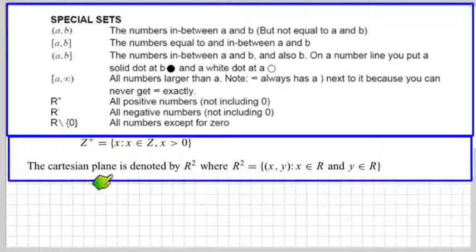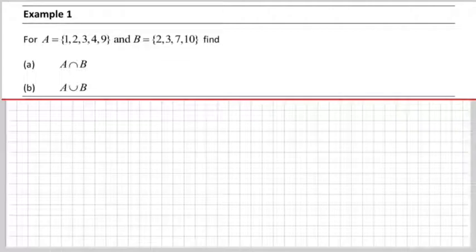Now, the Cartesian plane is denoted by R squared, which basically means sets of numbers x and y, coordinate points. That's how they write it, R squared. So this says the set of numbers x and y such that x is an element of the reals and also y is an element of the reals. Yes, it boggles your mind, doesn't it, all this set notation, but you get used to it after a while. Okay, some examples for us to do.